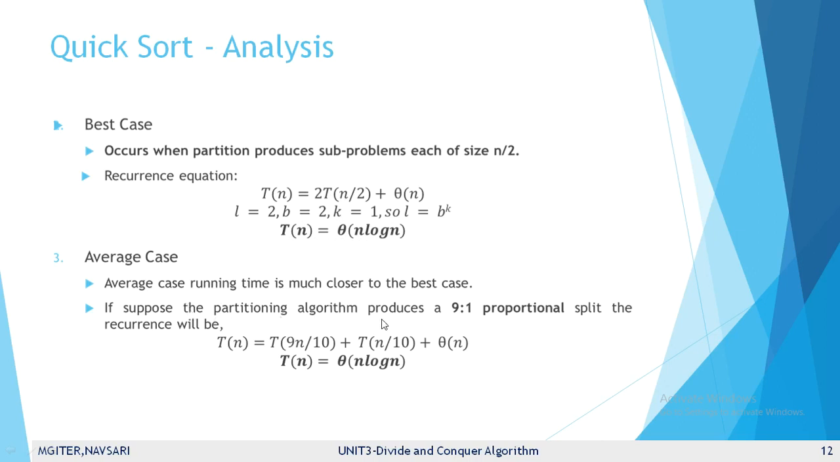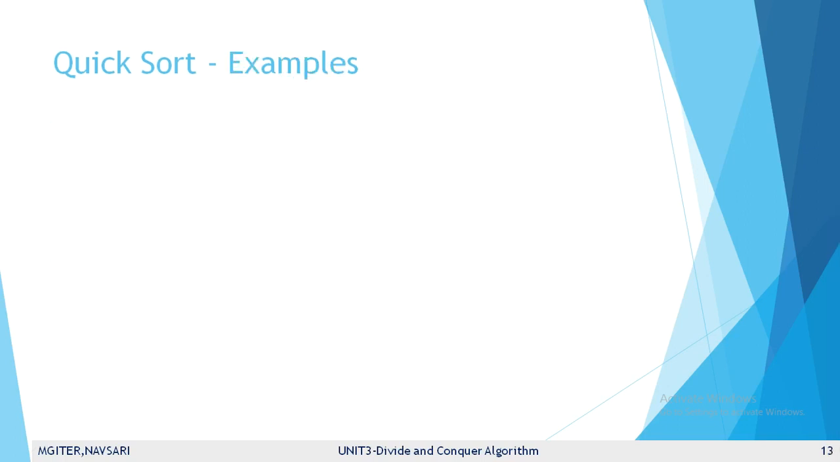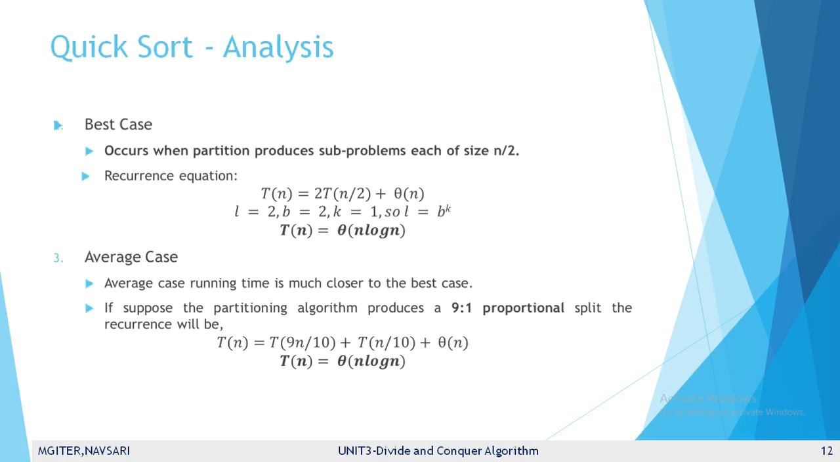in which the partition produces a 9-to-1 proportional split. Then the recurrence relation becomes T of 9n divided by 10 plus T of n by 10 plus theta of n. Here we also apply the master theorem to identify the complexity. Then the time complexity in the average case is theta of n log n. So in the best case and average case, the time complexity is theta of n log n. In the worst case analysis, the time complexity is theta of n square.